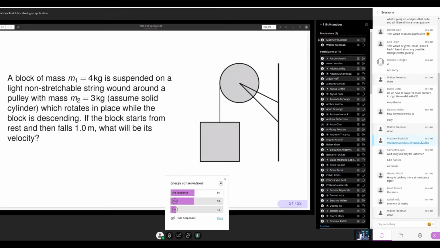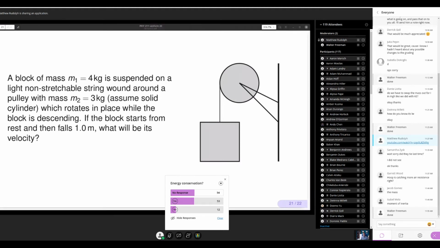It's actually true here. If you want to think more detail about it, and we'll come back to this point, I think, next Tuesday. But essentially, all that string is going to do is transfer energy between the block and the pulley. But together, it's not going to take away any energy. Okay, so energy conservation is yes.